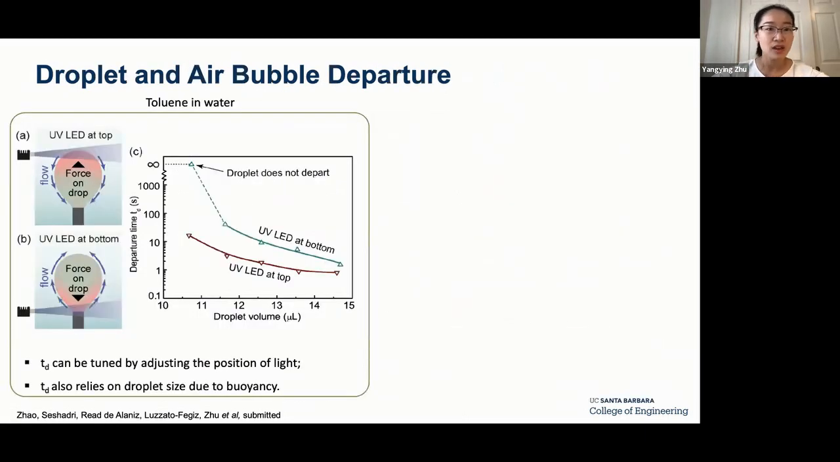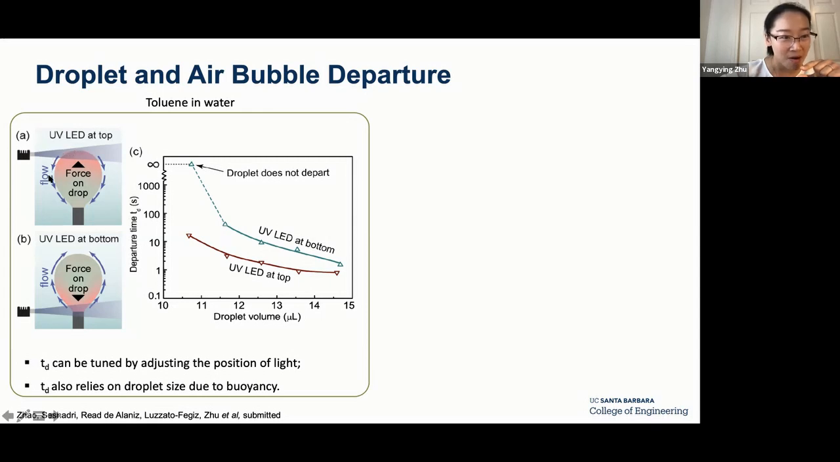So not only can you do droplet departure, but you can also change the position of the light to actually pin the droplet on the surface. In the top figure, we have a very low intensity UV LED, about 0.5 milliwatt per millimeter square, really low intensity. You focus that onto the top part of the droplet, and that reduces the local surface tension.